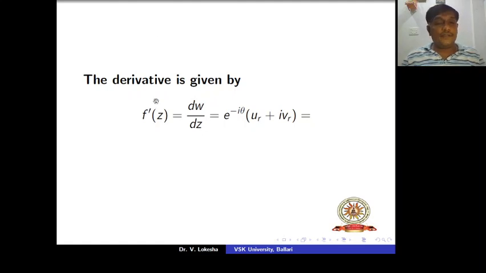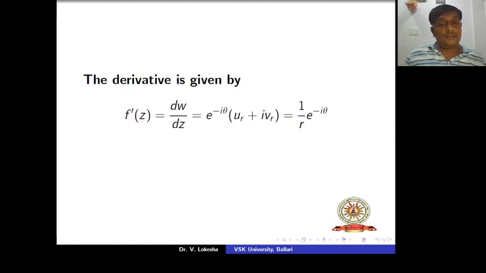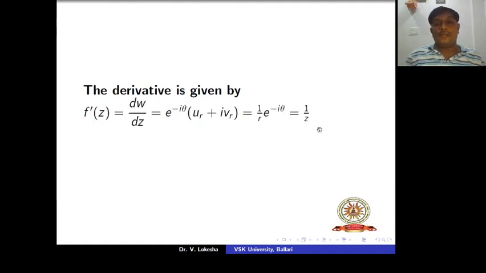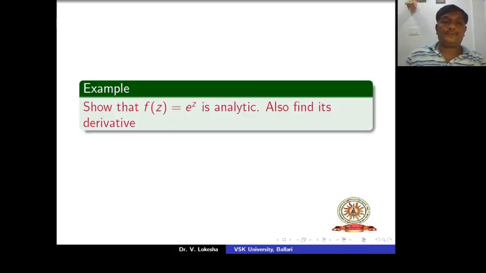Then the derivative is given by f'(z) = dw/dz e^(-iθ)(u_r + i v_r), which is the standard fundamental theorem of calculus. Using that, you get (1/r) e^(-iθ). Here, 1/(r e^(iθ)) can be taken in the denominator, and that becomes 1/z. The derivative of ln z is 1/z.